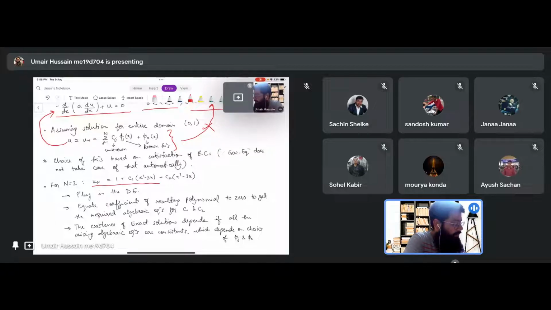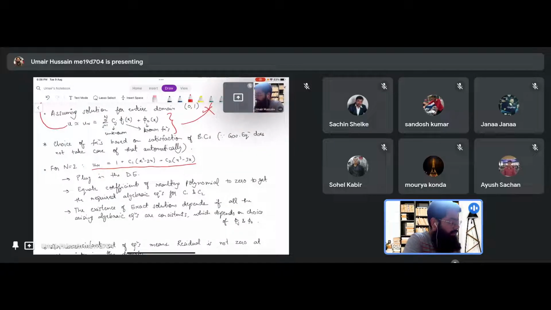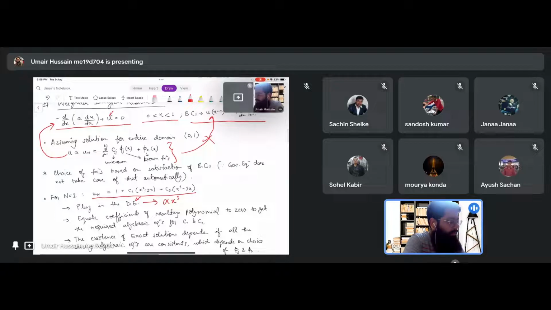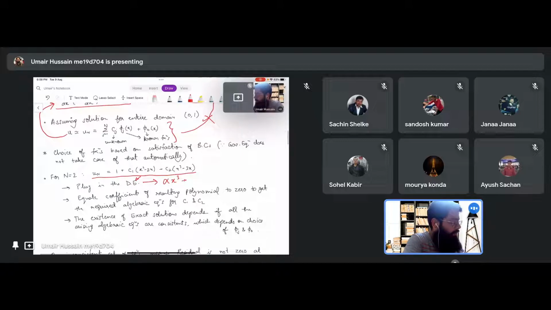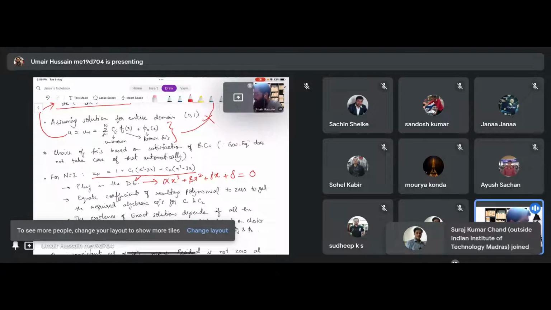For this problem we chose the solution in a certain way, as discussed in the class, so I'll just quickly go through it. The next step is to plug this solution into the differential equation, and we get a polynomial. Since it's a third-degree polynomial in u, if you substitute it in the equation, you have the direct u term, so you definitely get a cubic term, plus a square term, and then a simple term. To satisfy this condition, we need to separately put all these coefficients equal to 0.